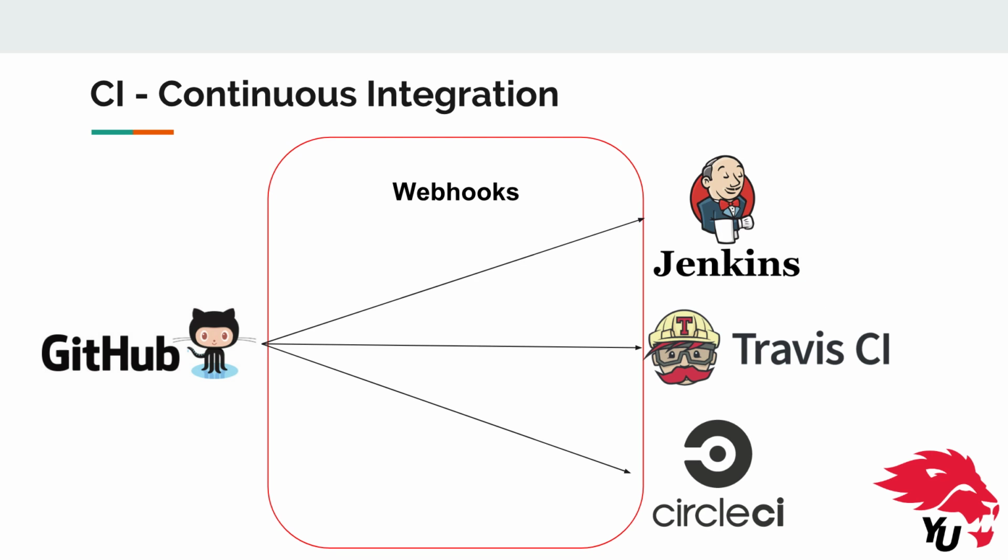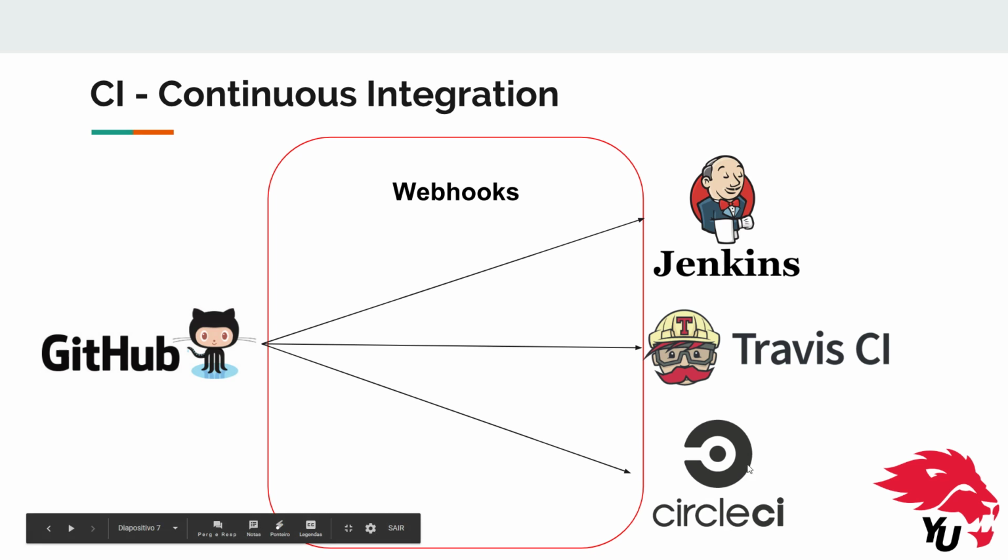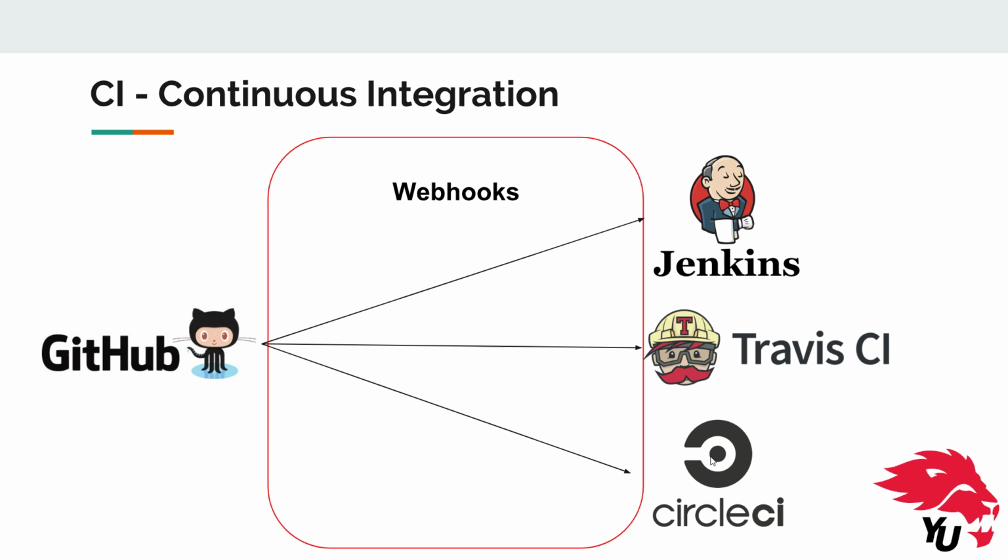So how does this work? Whenever GitHub gets some new code, we're going to get new code in the master branch inside GitHub. That will trigger something called a webhook. And the webhook is going to communicate to the service that you selected. In our case, it's going to be Circle CI. And it's going to tell Circle CI, hey, I got some new code in the master branch, and I want you to build it and verify that everything is working properly.